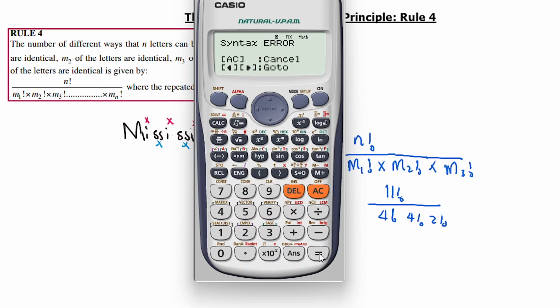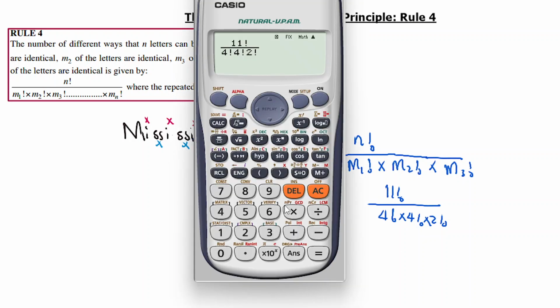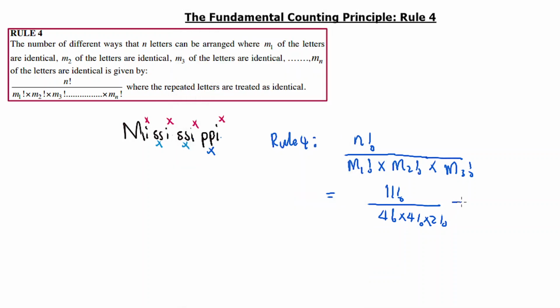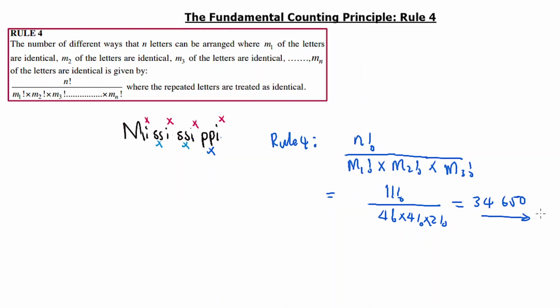So it's 11 factorial divided by 4 factorial times 4 factorial times 2 factorial. Answer it, it's multiplied here. Now answer it: 34,650. Yes, 34,650.